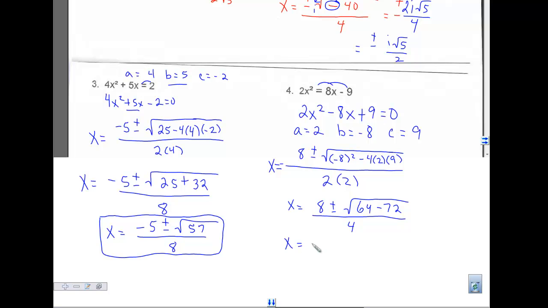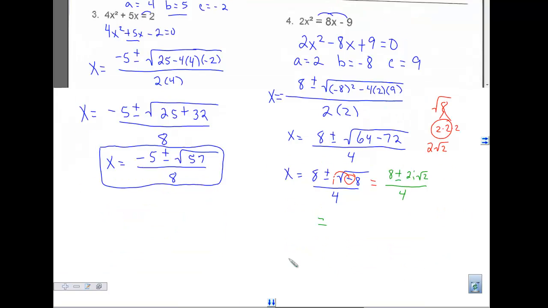So we have x equals 8 plus or minus the square root of negative 8 divided by 4. We are not finished because the square root of 8 can be simplified, and remember this negative sign can come out and become an i. So the square root of 8 is 2 times 2 times 2. I have a pair of 2s, so I can bring out one of those 2's. So what I really have is x equals 8 plus or minus 2i times the square root of 2, divided by 4.